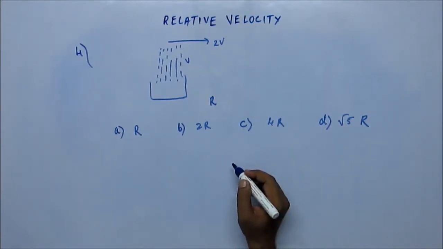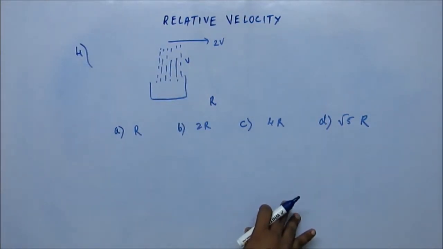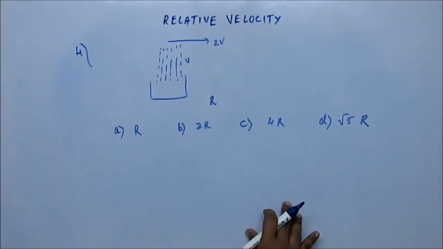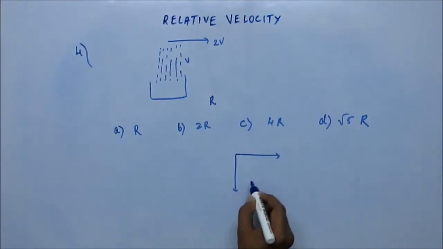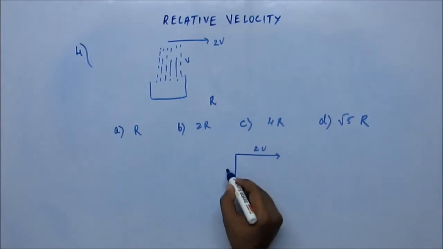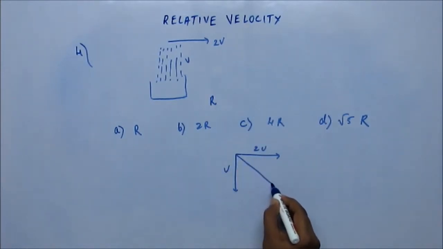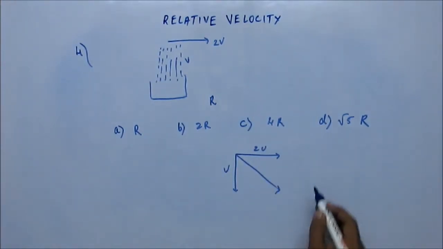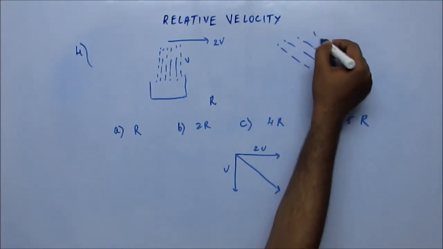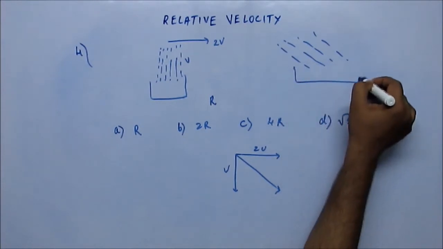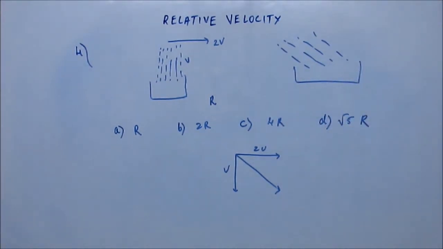Initially, rainwater was being filled in the bucket at rate R. Now when the wind starts blowing, the rainwater will no more fall vertically, rather it will acquire some velocity, which will be the summation of 2v and v. It will have some resultant velocity like this. Now this is how the rainwater would be falling, and this is how the bucket is. Now the rainwater no more falls vertically downward.